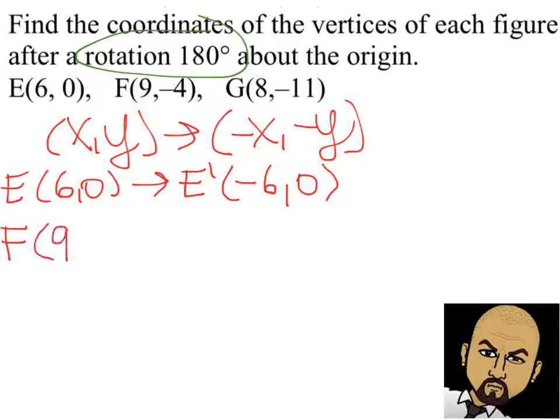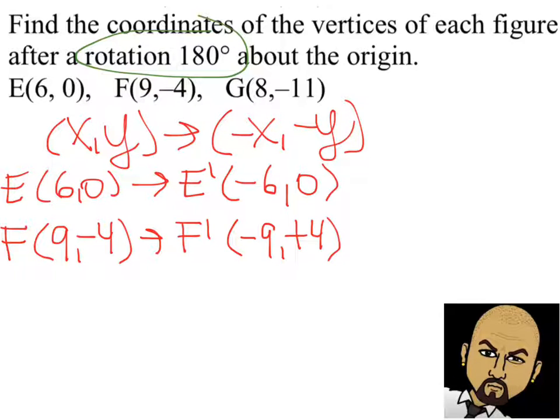All right, next coordinate is the ordered pair (9, -4). And so for vertex F, our x coordinate is going to be the opposite of our x coordinate. And so the opposite of 9 is going to be -9, while our y is going to be the opposite of our y coordinate in our pre-image. And the opposite of -4 is going to be +4.